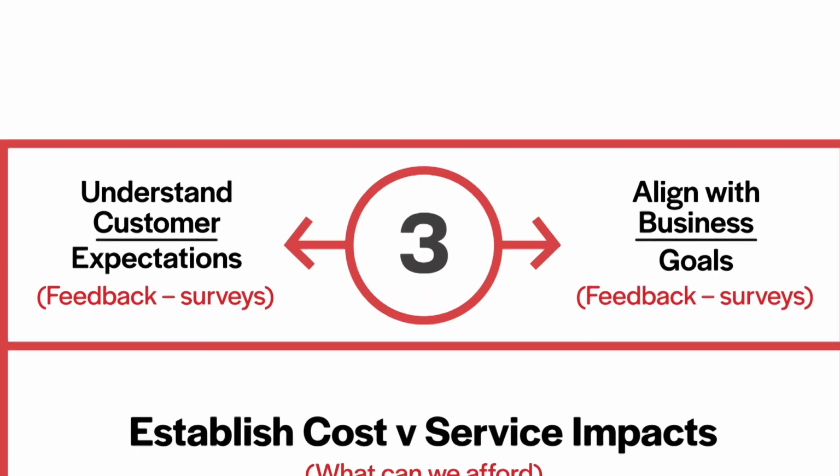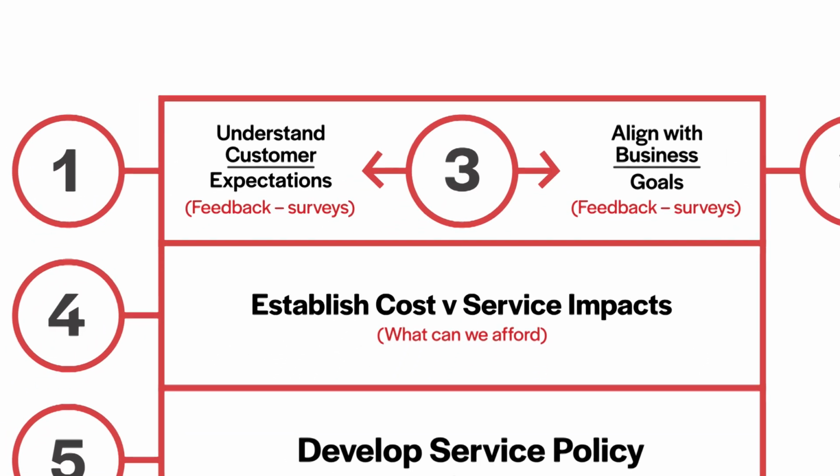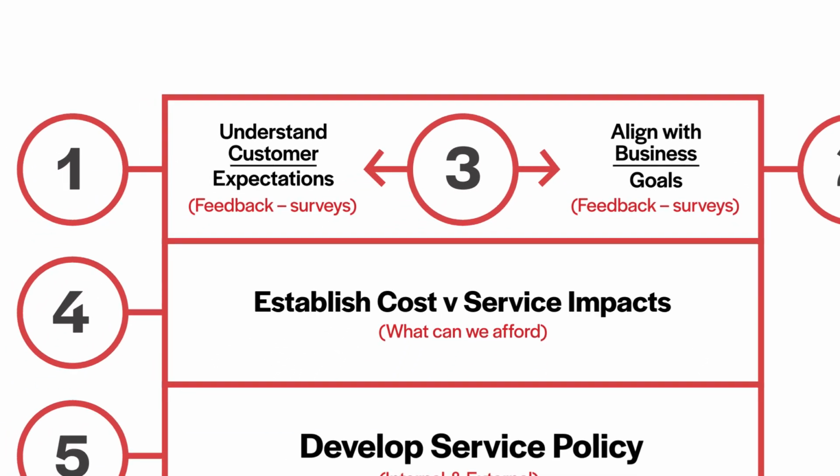So step 4 is really to establish those cost and service impacts of those different segmented service offers. What can we afford to offer, basically? So you might have a rapid service here for particular types of products or customers, and there's a little bit of an extra charge. There might be a standard free service, for example.